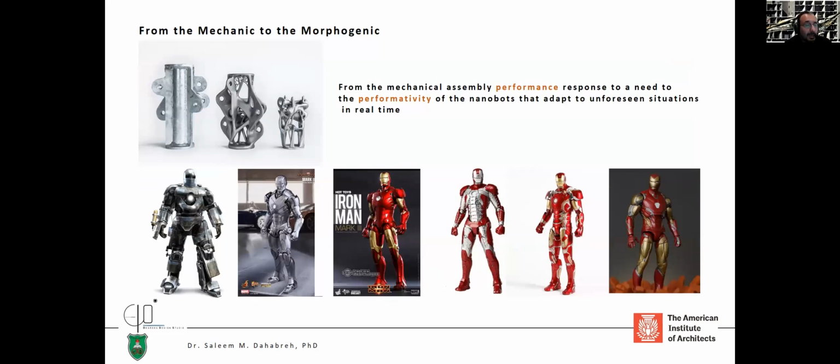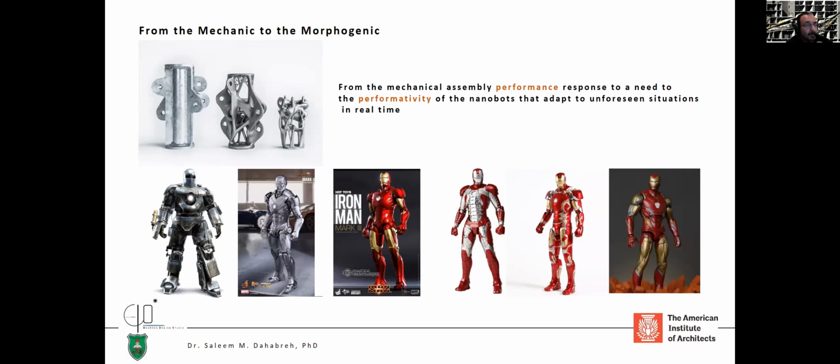Teaching my course, of course, we're talking about resistance and criticality. We cannot talk about resistance and criticality without talking about evolution. Evolution in architecture, evolution in movies, evolution in literature and philosophy. I found one of the most interesting images over the internet that talks about the development of industry, and at the same time, it symbolizes the development of architecture, moving from the mechanical assembly, engineering performance, to the performativity of the nanobots, the unity, the morphogenic.